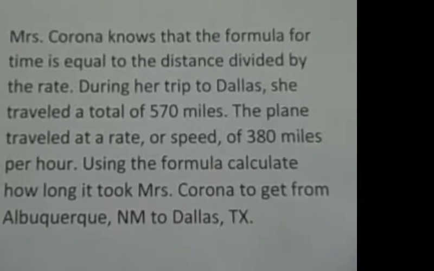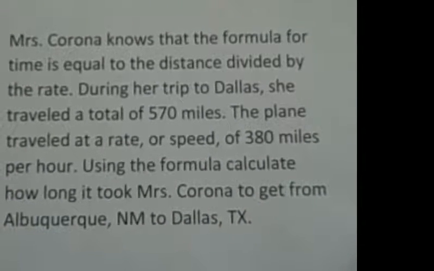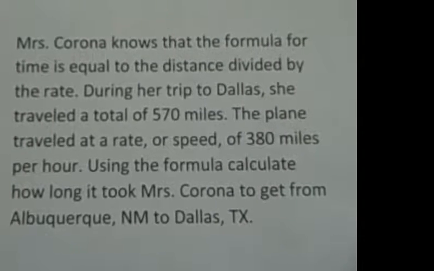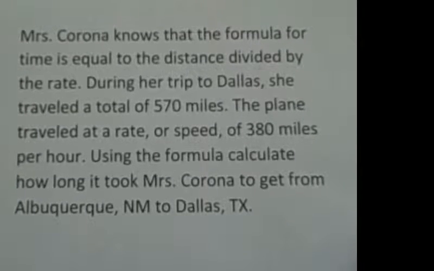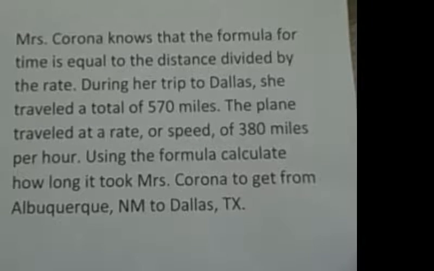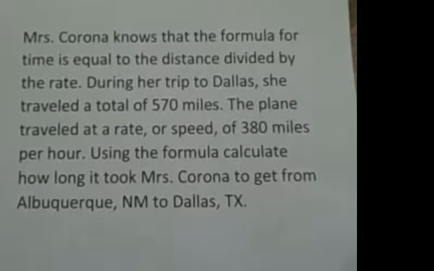Good morning, boys and girls. Here is your math problem for today. Mrs. Corona knows that the formula for time is equal to the distance divided by the rate. During her trip to Dallas, she traveled a total of 570 miles. The plane traveled at a rate or speed of 380 miles per hour.